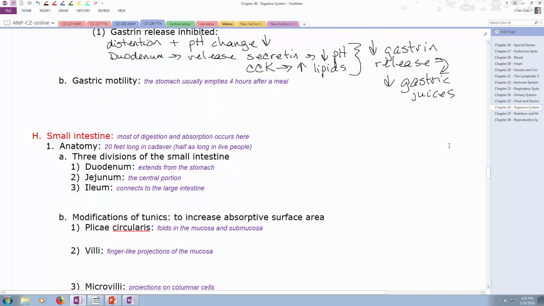Gastric motility. The stomach typically empties about 4 hours after a meal. And so the three muscle layers are our circular, our longitudinal, and our oblique muscle layers. They churn the food into chyme, which is acidic.